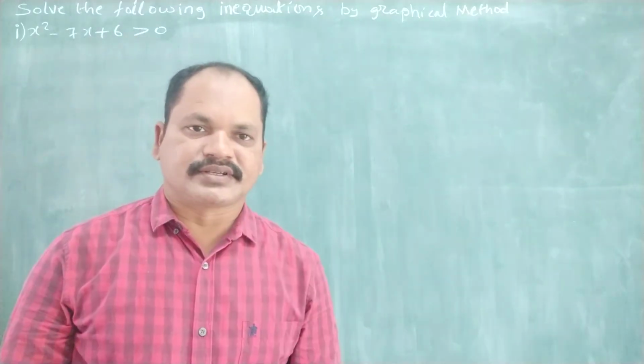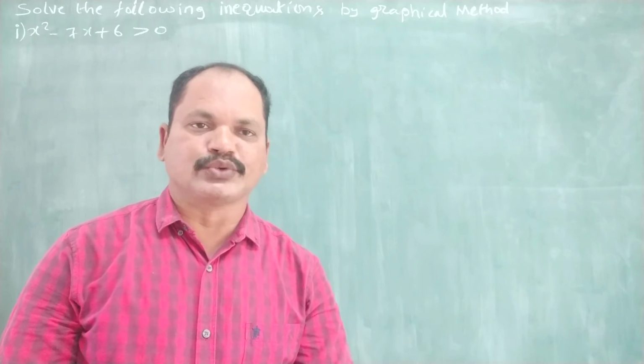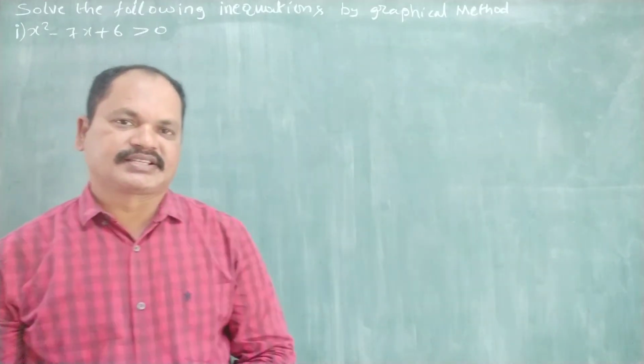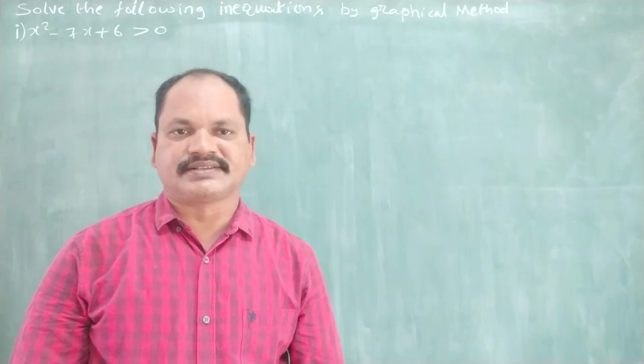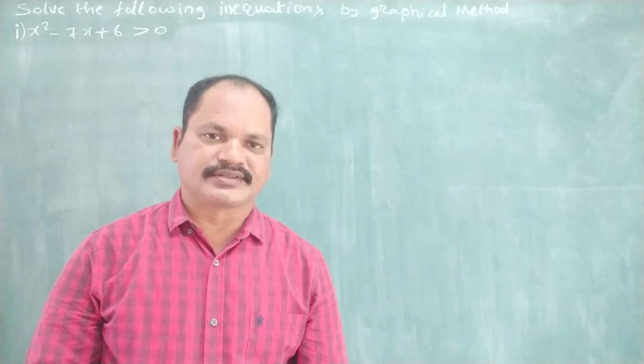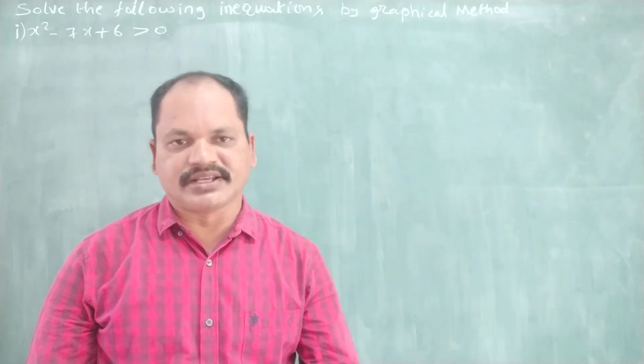Okay, dear students, observe the question. Solve the following inequation by using graphical method. Okay, there it is: x square minus 7x plus 6 greater than 0. This is the inequation.